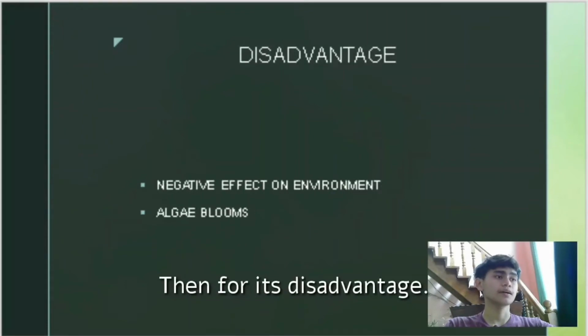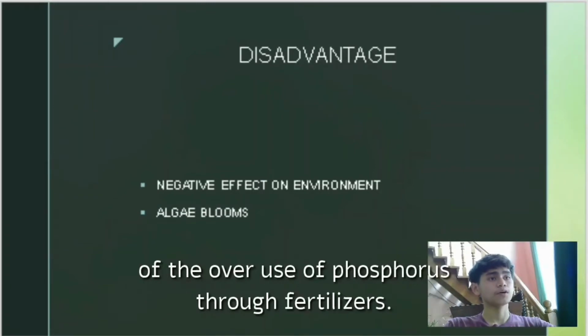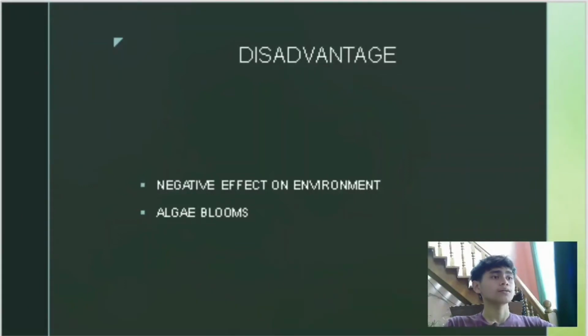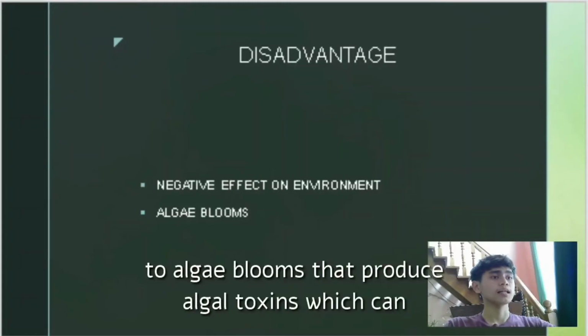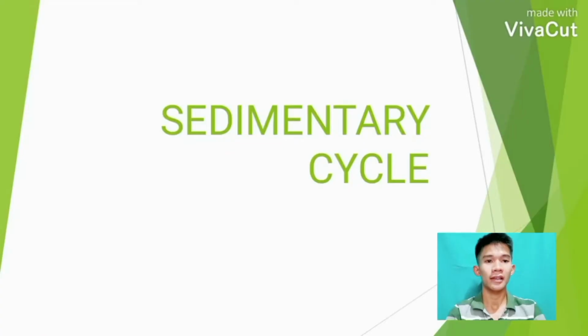Then for disadvantages, first is its negative effect on the environment because of the overuse of phosphorus through fertilizers. Then high levels of phosphorus can also lead to algae blooms that produce algal toxins which can be harmful to human and animal health.